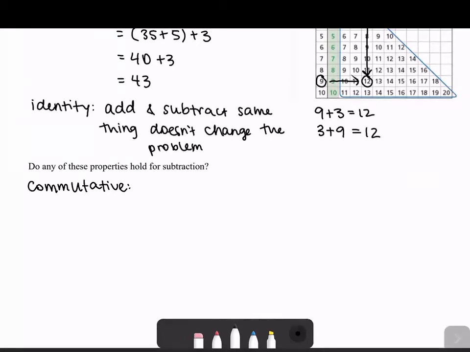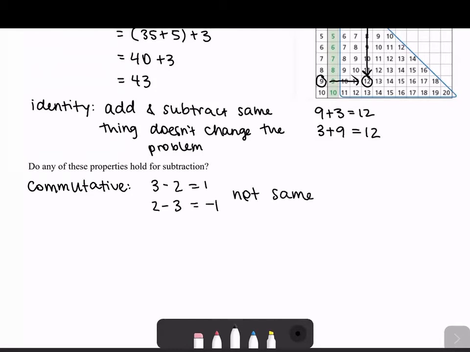So let's just take an example. For subtraction, let's look at 3 minus 2. Well, we know that that's 1. So what happens if we switch the 2 and the 3? We're looking at 2 minus 3 equals minus 1. Well, those are not the same.